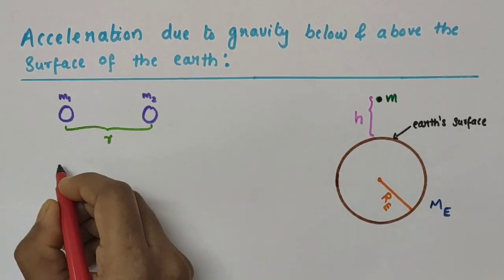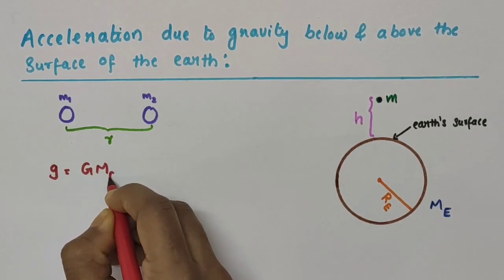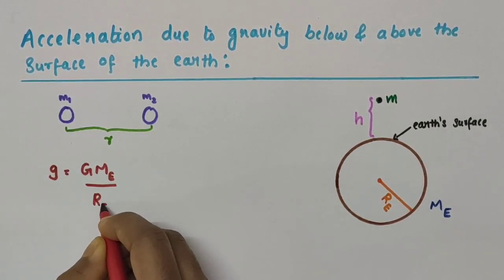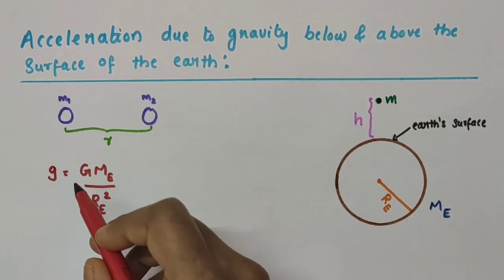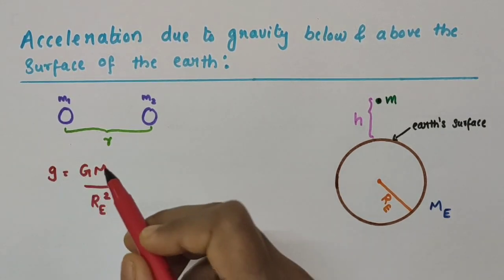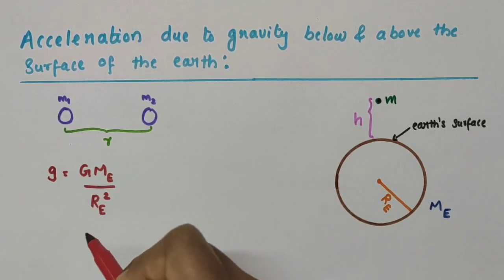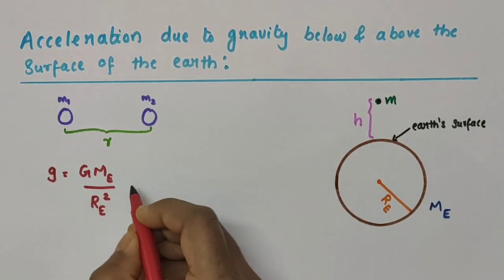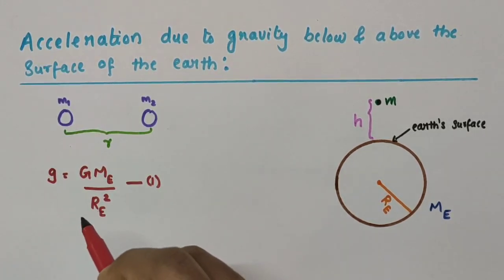Okay, in our previous video, we got an expression for the acceleration due to gravity on the surface of the earth as g = G Me / Re², where g is the acceleration due to gravity, G is the universal gravitational constant, Me is the mass of the earth, and Re is the radius of the earth. I am taking this as equation number 1. I hope you remember this expression.